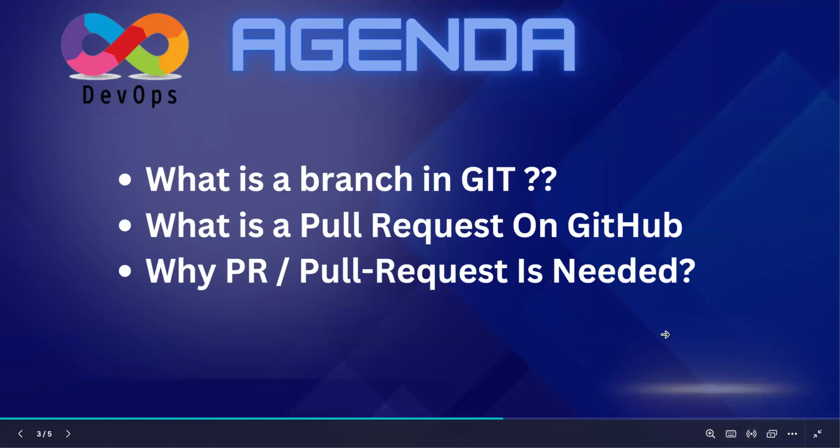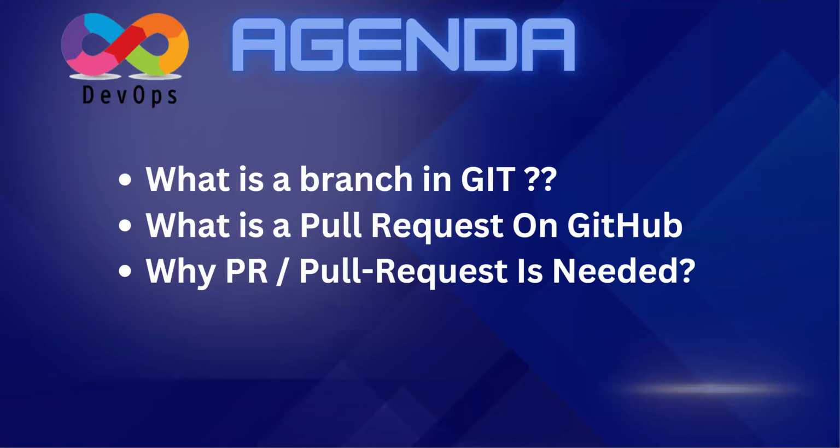Along with that, the agenda for today is going to be quite simple. What is a branch in Git? A branch is nothing but a copy of a version for parallel development. So a branch is nothing but a copy of your code. For example, in Linux, if you want to update any file, you take a backup of the file and then you do it on top of the main file, right? Similarly, a branch is the same thing.